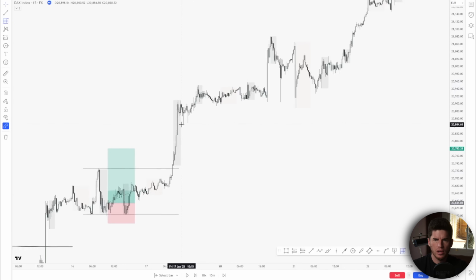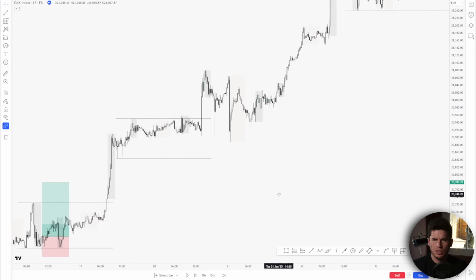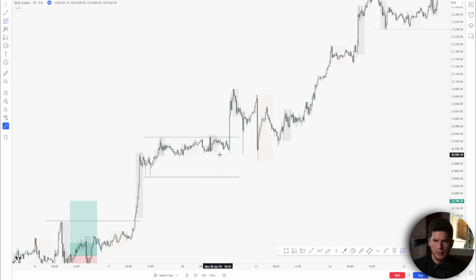So we break to the upside. We have a sideways consolidation. There's no runs on liquidity on the 15 minute the next few days. So price impulses away. Not much in terms of opportunity inside of here. Now I do remember taking a lower time frame entry inside of here.